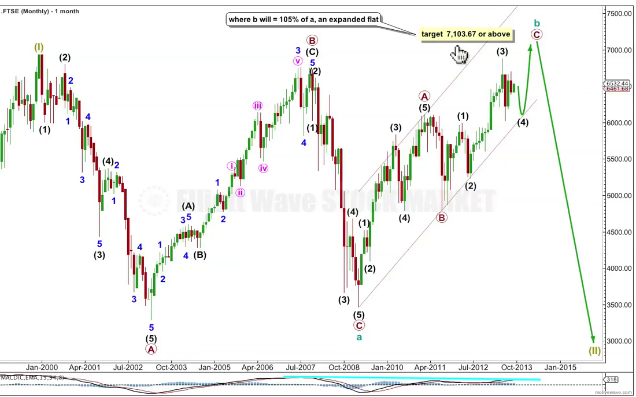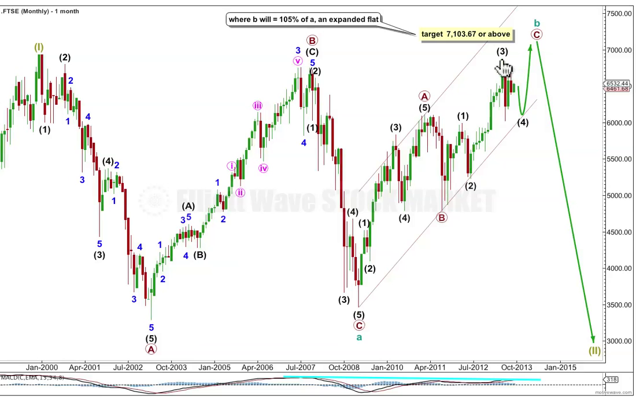The target is 7103.67 or above. That's where cycle wave B would reach 105% the length of cycle wave A. If price gets up to that point, then we have an expanded flat unfolding, and we'll expect cycle wave C to most likely be 1.618 the length of cycle wave A. If cycle wave B fails to reach 7103.67, it'll be less than 105% the length of cycle A, and we'll have a regular flat unfolding at supercycle degree, which would expect cycle wave C to reach about equality in length with cycle A, most likely a little bit below this point, but not hugely significantly below this point.